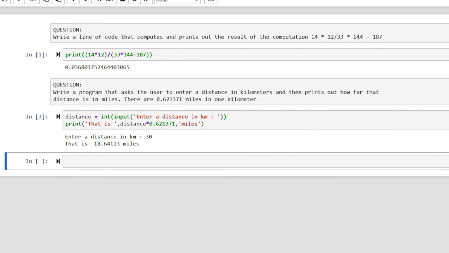It's 18.64 miles. So 1 kilometer was 0.62, and we calculated 30 kilometers, and we want to convert them to miles. The result is 18.64 miles. Okay, in our first lesson, we just resolved the two problems.